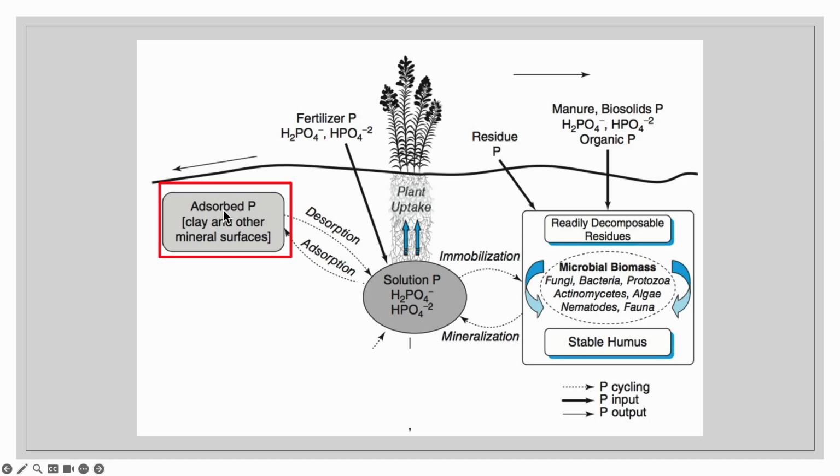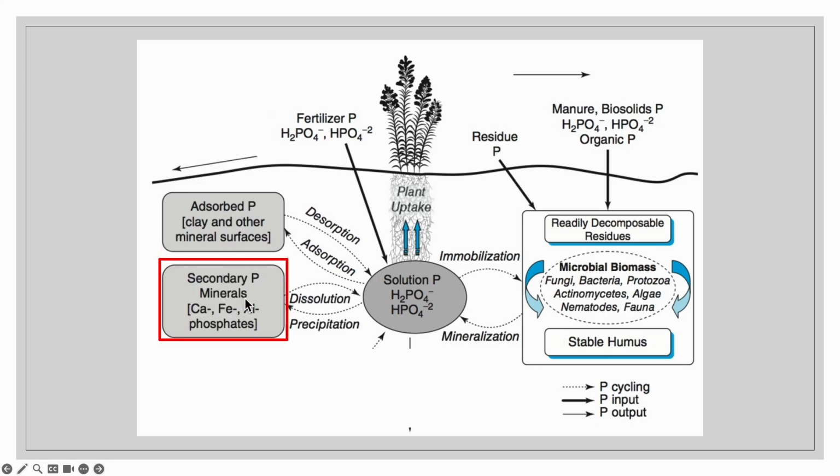Next, we have adsorbed phosphorus, adsorbed P. So remember, it's held to the soil colloid. It's actually held also to the anion exchange capacity. You don't really need to know so much about these transformations back and forth, but it is going to be adsorbed and desorbed. This is the anion exchange that we're talking about. So we have adsorbed phosphorus.